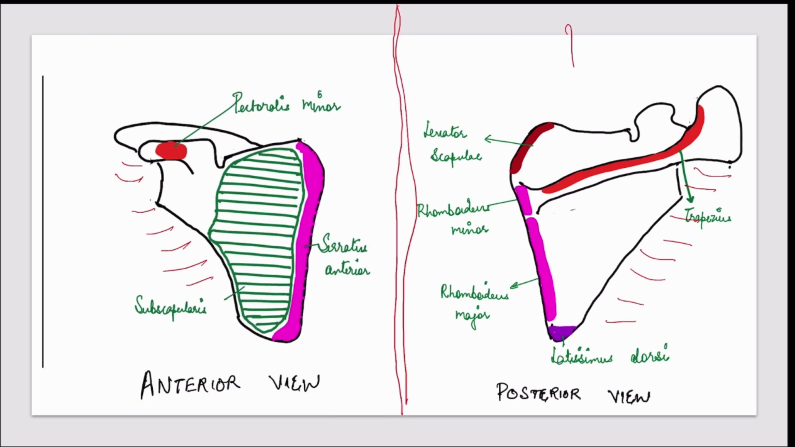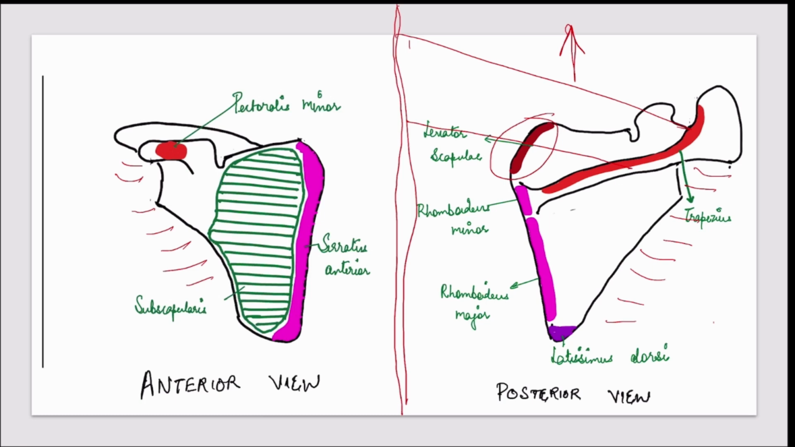The movements are, first, the elevation. Elevation of the scapula is by the levator scapulae, which is attached here, and the upper fibers of the trapezius, which come like this and attach here. So these two muscles cause the elevation of the scapula.